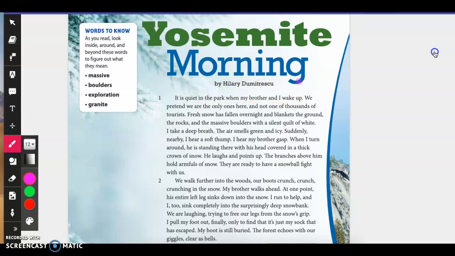We found it! As you're reading, let's look inside and around and beyond these words to figure out what they mean. We have the word massive, boulders, exploration, granite.